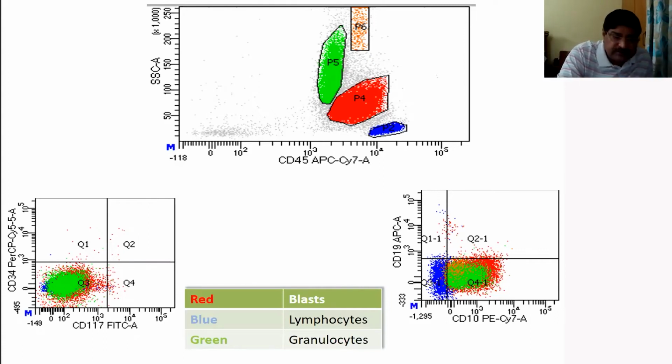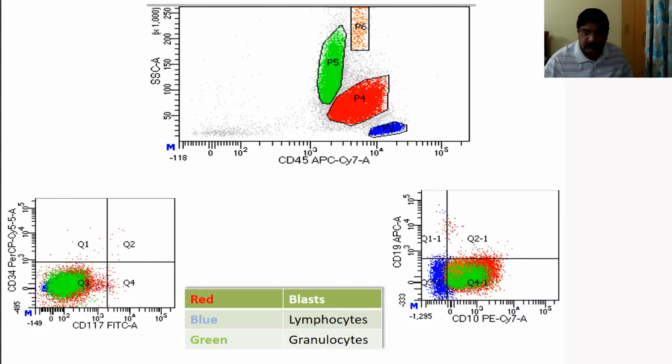So here you have CD34 and CD117 being negative. Which is your population of interest? Your population of interest is P4, which is red in color, negative for CD34 and CD117. This blue population is actually the lymphocytes, and P5 is your neutrophils. That is how the scatter plot is interpreted. And here in CD10 and CD19, you have them CD10 positive. Neutrophils are always CD10 positive. You see the green population is CD10 positive, and this P4 population is also CD10 positive.